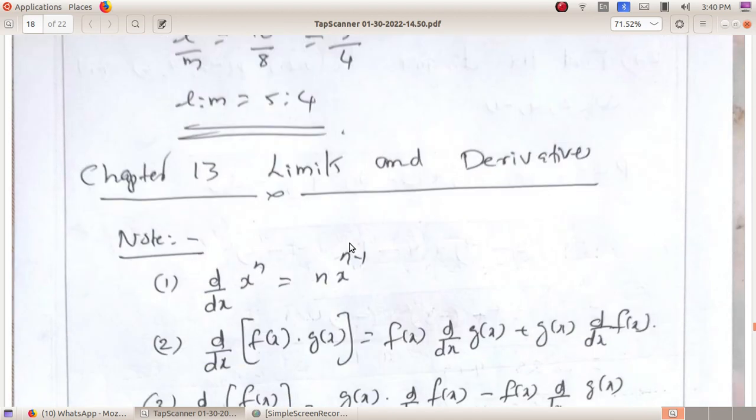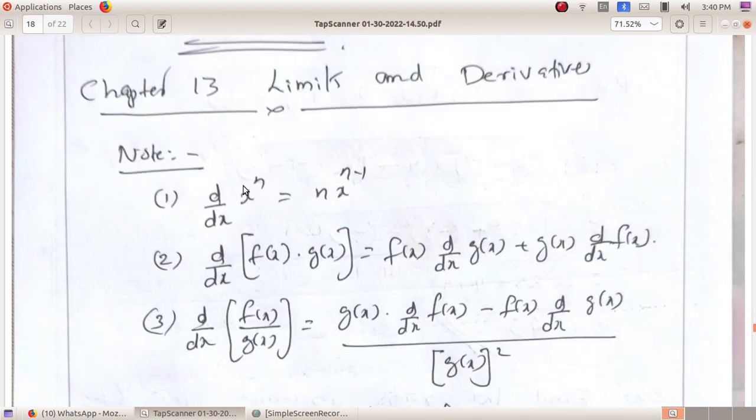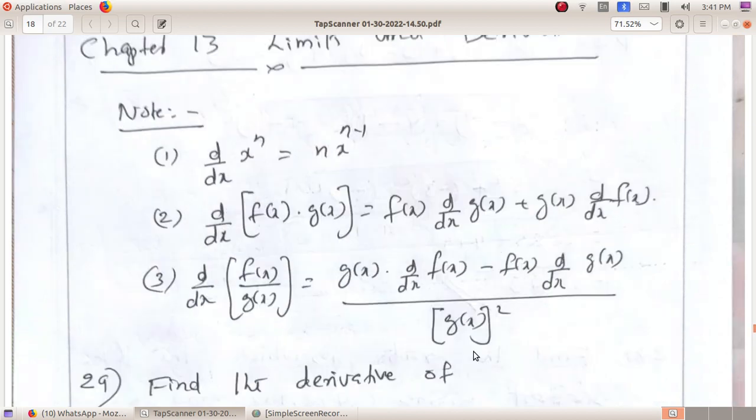Chapter 13, limits and derivatives. Learn these three results by heart. d by dx of x raised to n is equal to n x raised to n minus 1. If there is x raised to 5, it is 5 x raised to 5 minus 1, which is 5x raised to 4. Similarly, d by dx of f of x into g of x, the multiplication: f of x into d by dx of g of x plus g of x into d by dx of f of x. Similarly, for division: first take g of x into d by dx of f of x minus f of x into d by dx of g of x, whole divided by g of x whole squared.